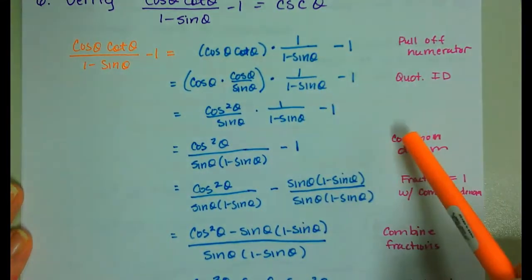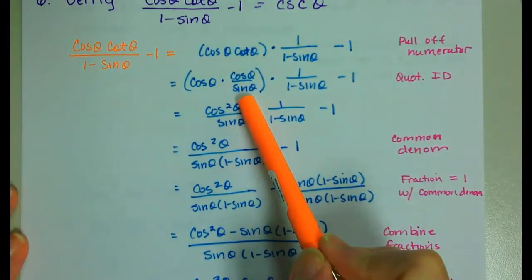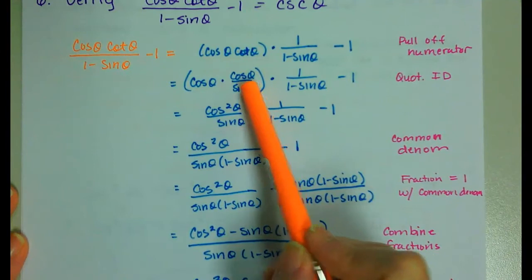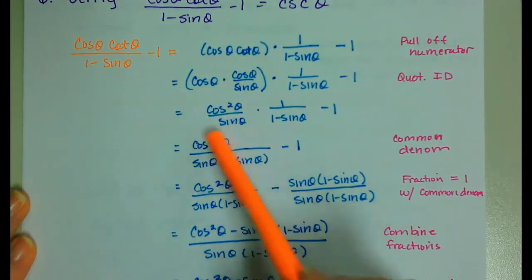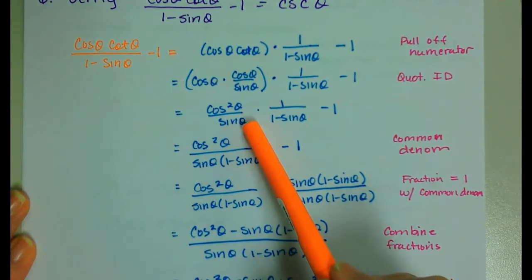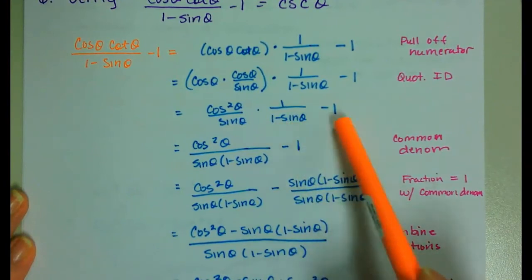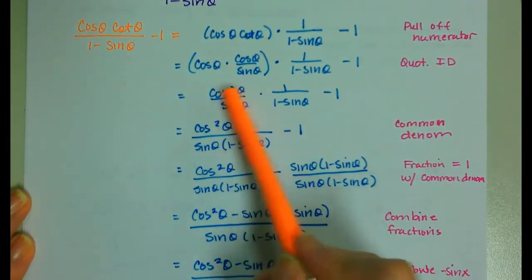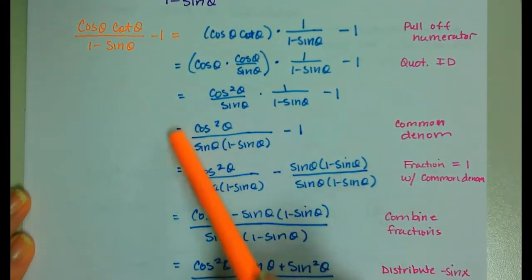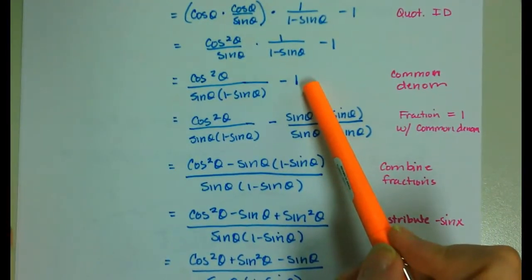Nothing's happening to the 1 yet. In the numerator, I replaced cotangent with the quotient identity. And then I could put these two pieces, because it's multiplication, together. So now I have a fraction for the numerator part that I pulled off and reworked. And here's the denominator part that I haven't done anything with, and the 1 that I had in the original part. All right, so this is multiplication, so I can multiply the numerators, multiply the denominators together, and that's what that fraction is, minus 1. I haven't done anything with the minus 1 yet.